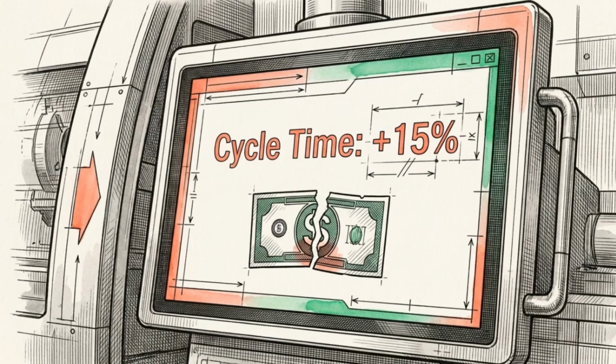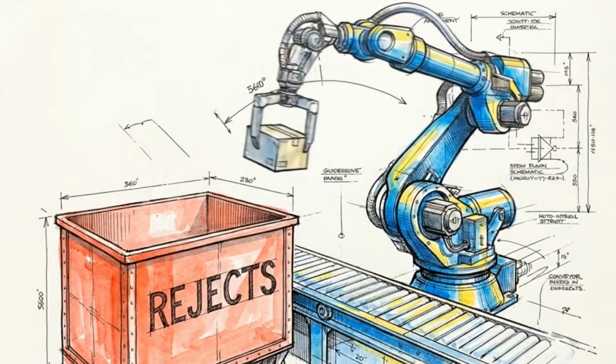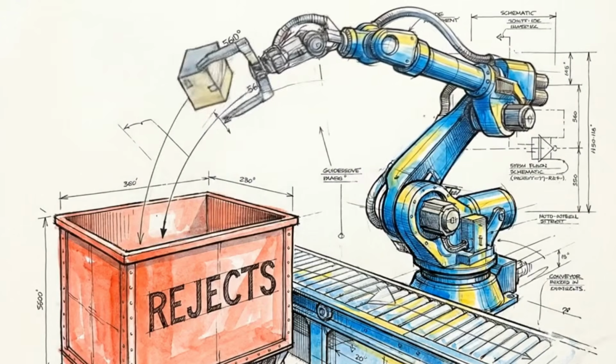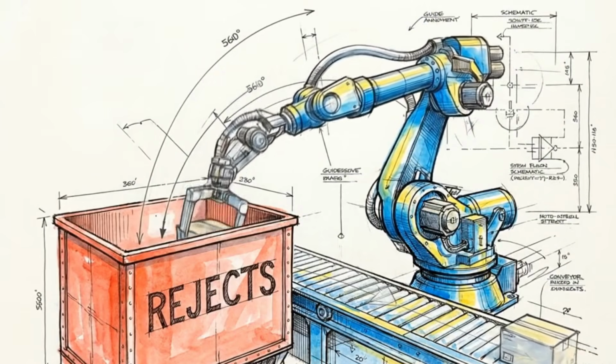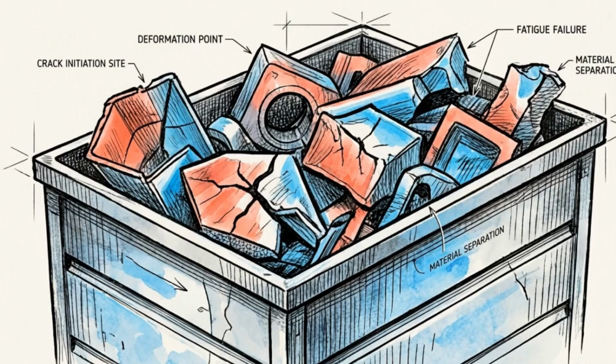The third variable is quality. This is the "is it good" test. Running a machine flawlessly for 8 hours at maximum speed is completely negated if the resulting products must be reworked or thrown in the trash. You spend perfectly good availability and hard-won performance to manufacture parts that possess absolutely zero market value.